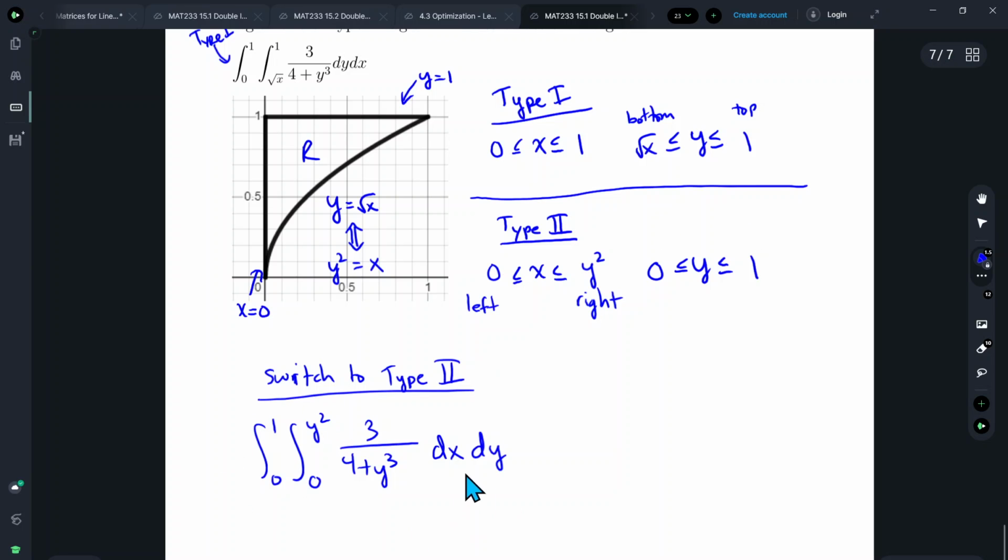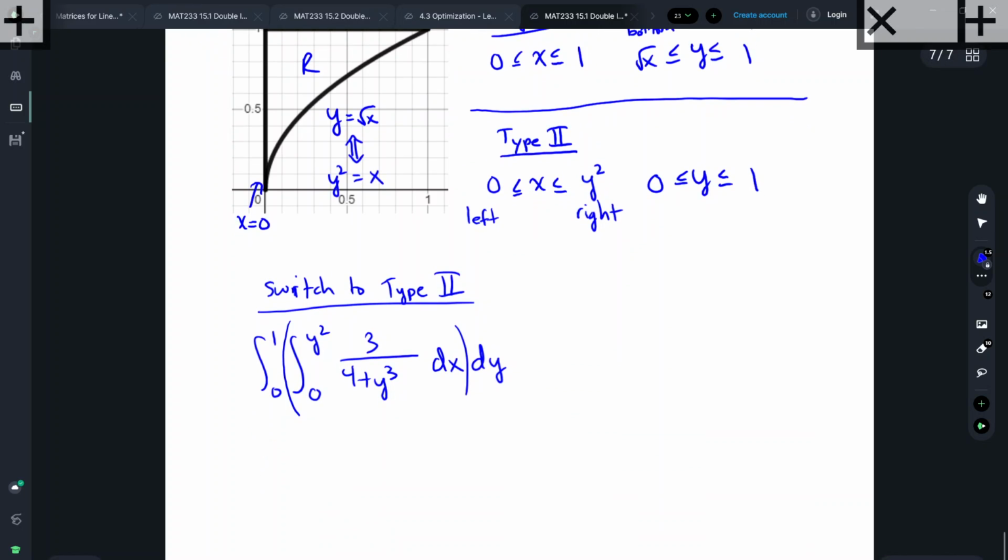Okay, so when you set up an integral like this, make sure everything makes sense. So the inner integral is with respect to x, and in the limits of integration, it doesn't contain any x, so that's okay. And the outer limits of integration is only numbers, so that's also okay. So everything seems to be set up properly here, and now we're ready to calculate.